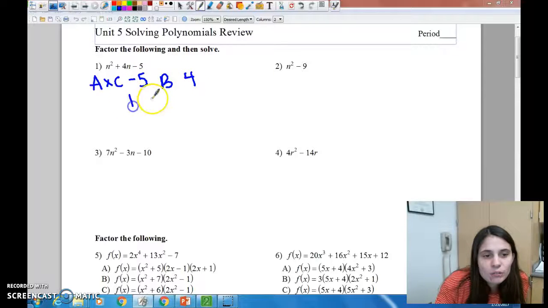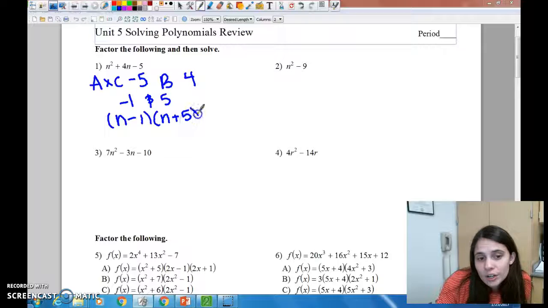So the only numbers that multiply to 5 are 1 and 5. So I need to figure out which one should be negative to add to 4. And if I have a -1 and a +5, that adds to 4. Because a is equal to 1, this essentially is the hardest part of the process. I can just rewrite this, and it's n minus 1 times n plus 5. Where if a were not equal to 1, then I would need to use these numbers to split up my middle term.